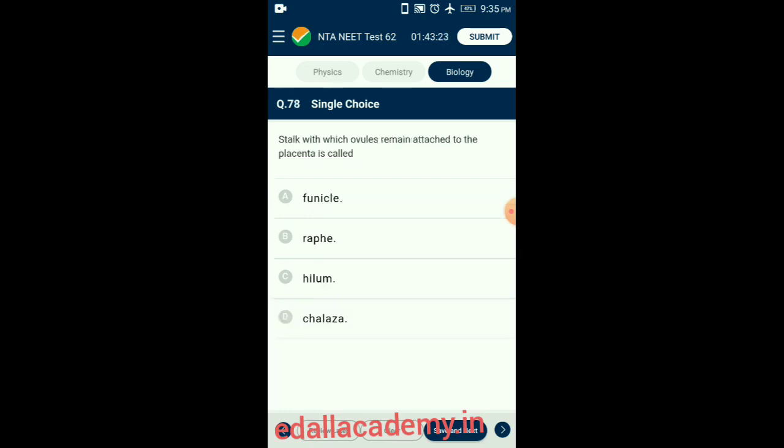Question number 78. The stalk with which ovules remain attached to the placenta is called. Funicle is the stalk of an ovule by which it is attached to the placenta. Raphe is an elongated mass of tissue containing a vascular bundle and lying on the side of an anatropous ovule between the chalaza and the attachment to the placenta. Hilum is the scar on the testa where it was attached to the funicle. Chalaza is the opposite side to the side bearing the micropyle of the ovule. So the answer is option A, funicle.